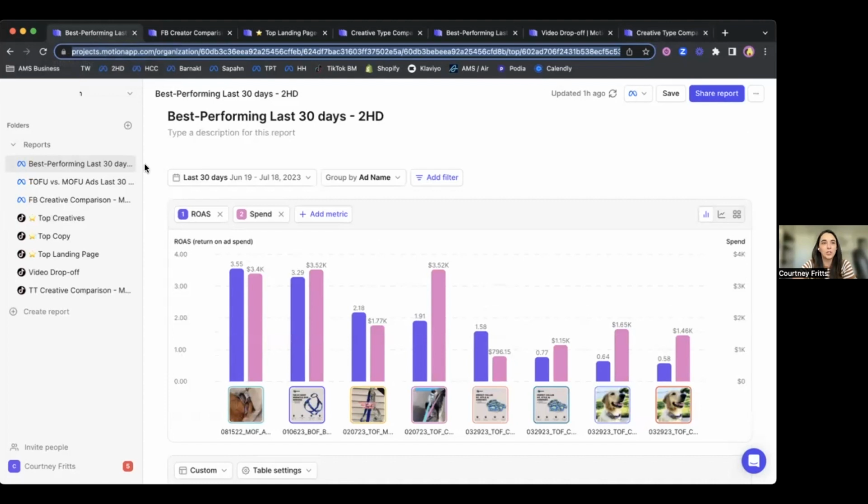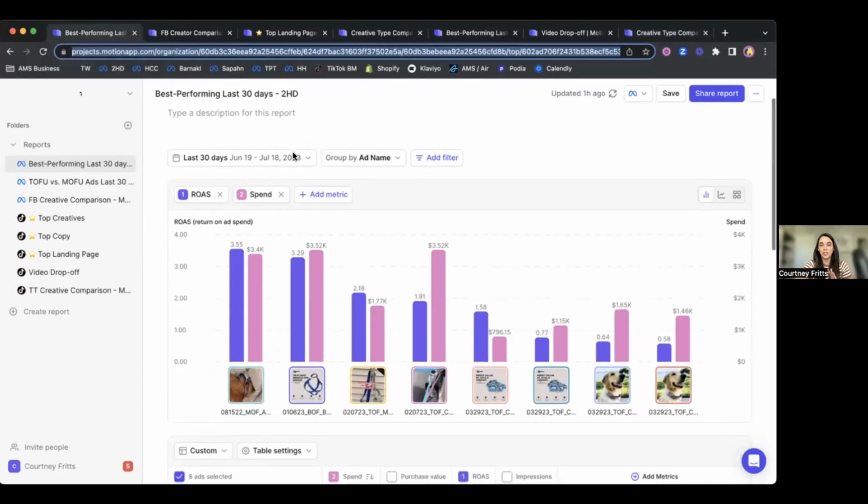So let's move over to this, which is best performing last 30 days. This is one of my main reports that I go to monthly. I share this with the client. I look at this myself and just see what's working right now. That tells me what we can do to improve, and what I should turn off.